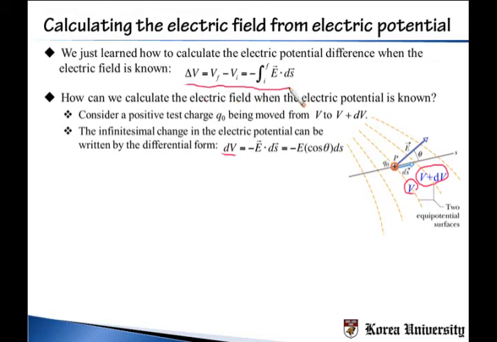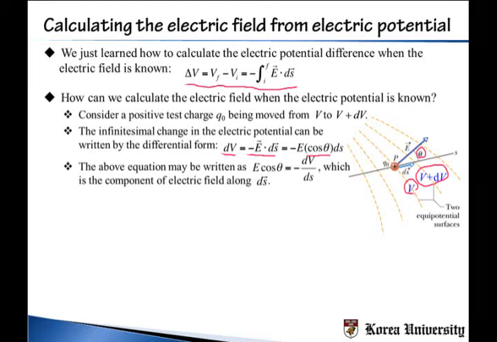How do we get dV? Just take the equation above and remove the integral, and we get this infinitesimally small change in electric potential, which is in fact minus E vector dot ds vector. This is a dot product, so you can replace it with the cosine of the angle between these two vectors, which is shown as theta here. Then we can rewrite this equation by dividing each side by ds, and what you get is that E cosine theta is equal to minus dV divided by ds.